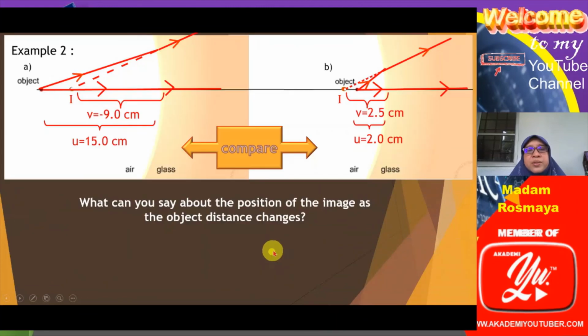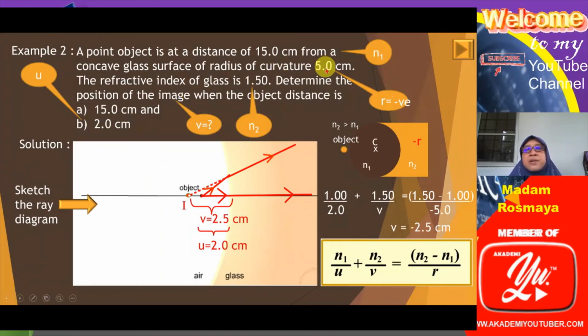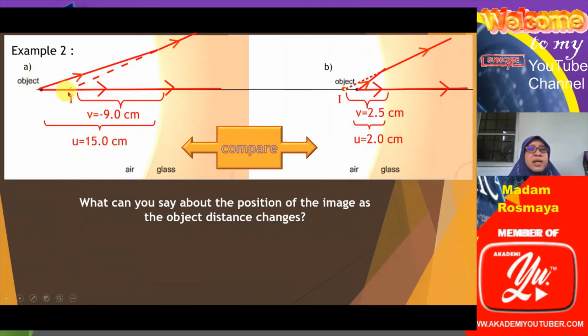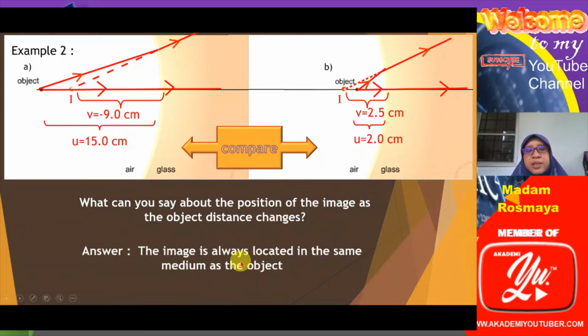Okay, now we compare these two ray diagrams for the concave surface. If the object is at 15 cm, it is larger than the radius of curvature. The radius of curvature is 5 cm. So 15 cm, the object is farther than the center of curvature. The object at 2 cm means less than the center of curvature, 5 cm. So no matter where the position of the object is, whether larger or less than the radius of curvature, the image formed is always virtual. Okay, the image is always virtual because we get V negative. So it lies on the same side as the object. Okay, the image is always located in the same medium as the object.